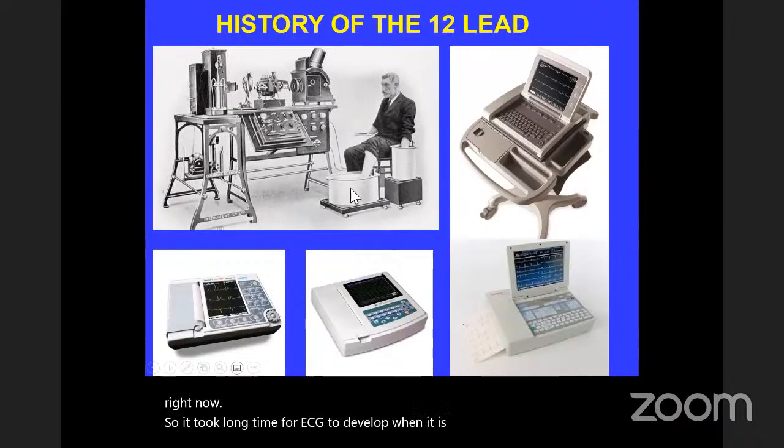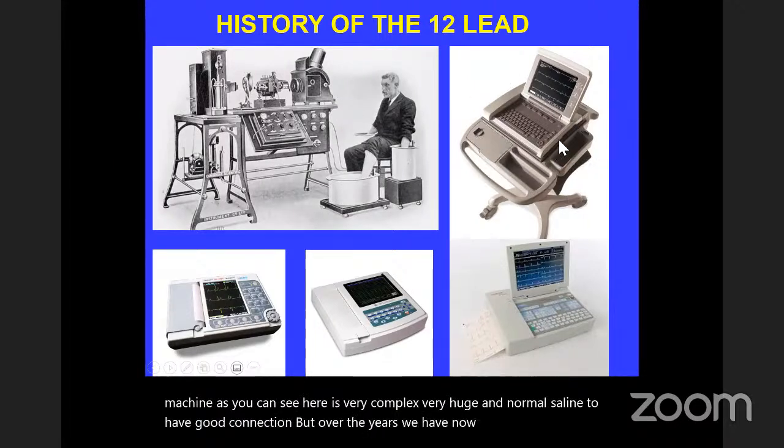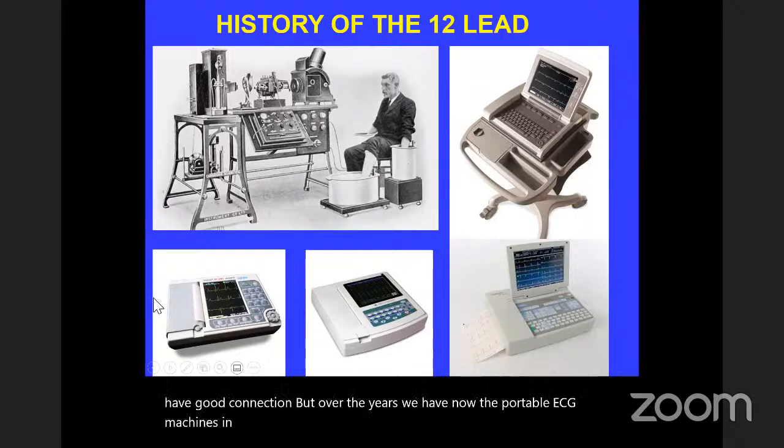The first ECG machine, as you can see here, is very complex and very huge, and used normal saline to have good connection. But over the years, we now have portable ECG machines in each unit, and we have very small devices nowadays. Some of them, like this one, can be handheld with good quality.